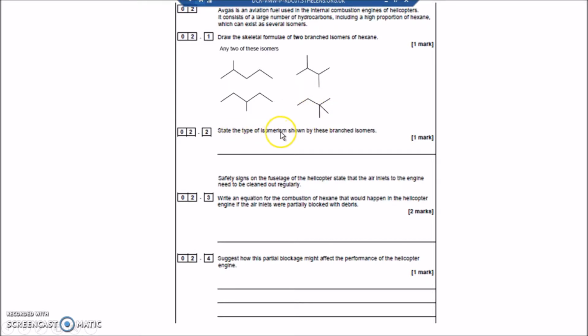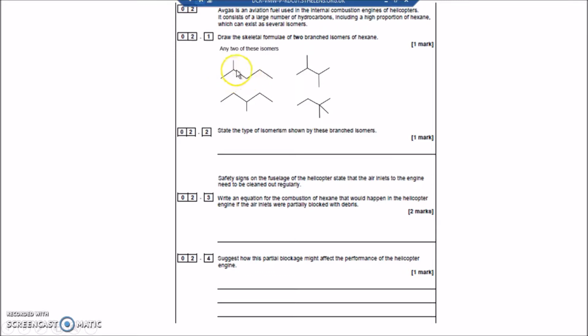State the type of isomerism. Well, it's a kind of structural isomerism. Remember, structural isomerism is where the molecular formula, the number of carbons and hydrogens, stay the same, but the structural formula changes. So the molecular formula stays the same, but the structural formula changes, and so the name will change. But there's 3 kinds. The first kind is chain, really. The second kind is positional, and the third kind is functional group.